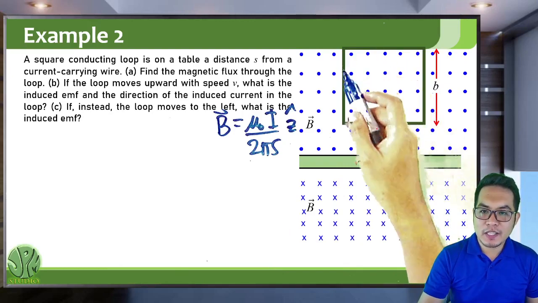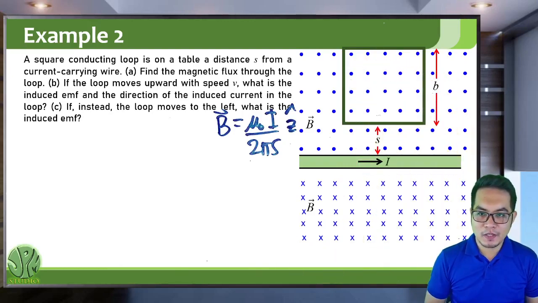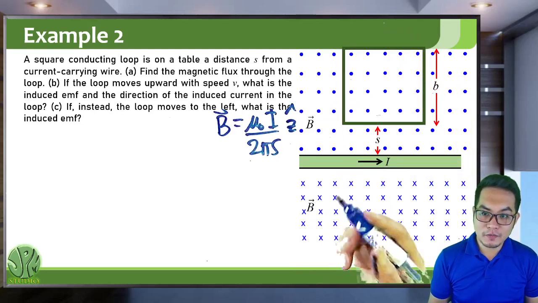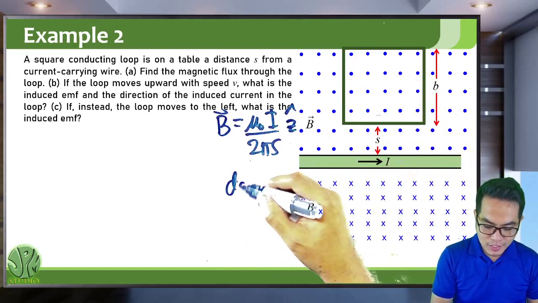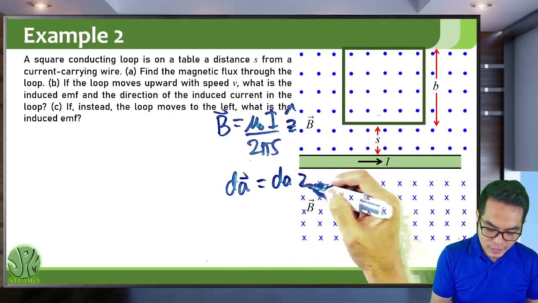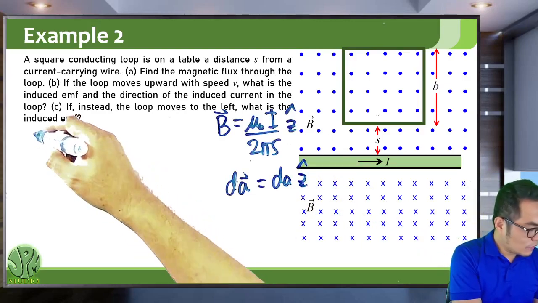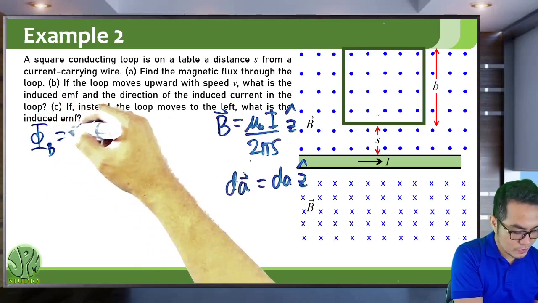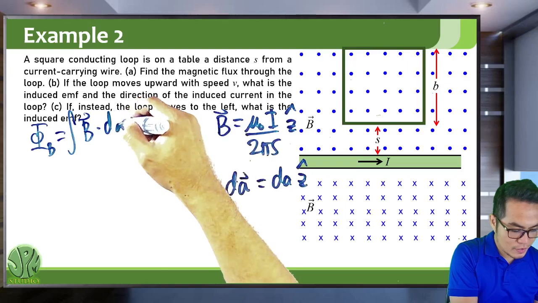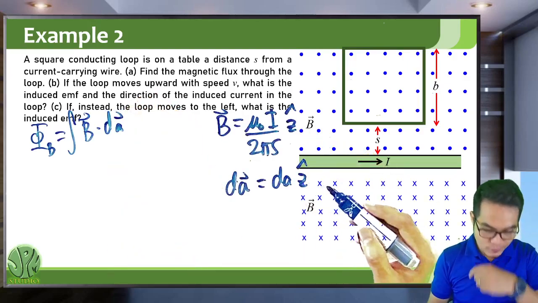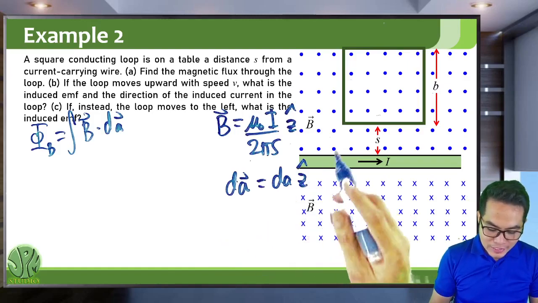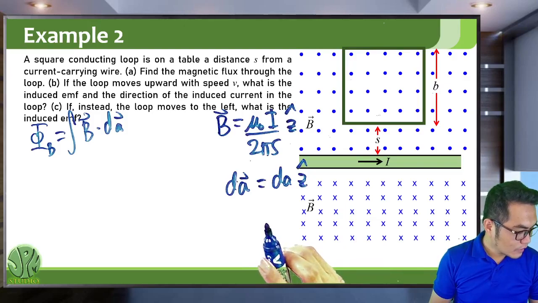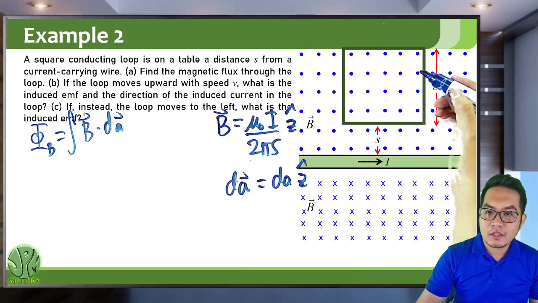So in this region, inside the loop, the direction of the magnetic field is in this direction. Since there's no current in our loop, we'll assume that the area is also in the z direction, so dA is dA z hat. If we solve for the magnetic flux, the integral of B dot dA, z hat dot z hat is just equal to 1. Our dA, the differential area of the loop, is actually a square.